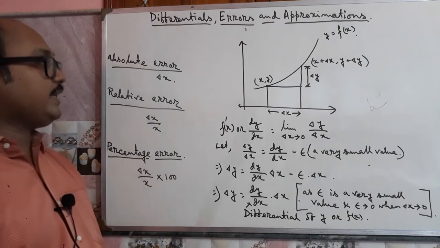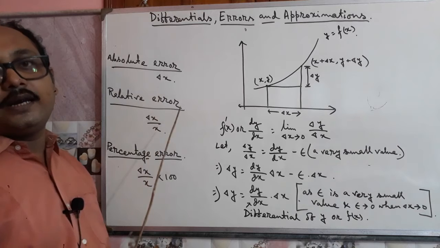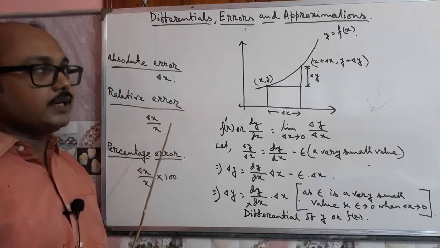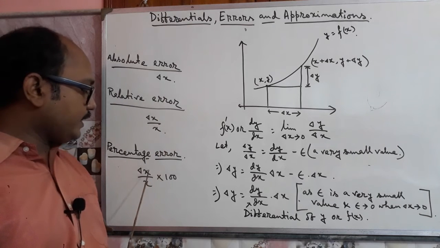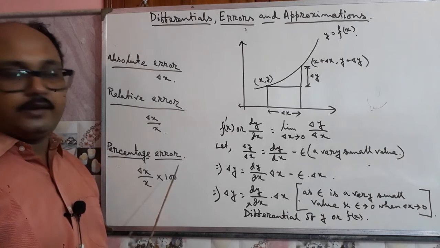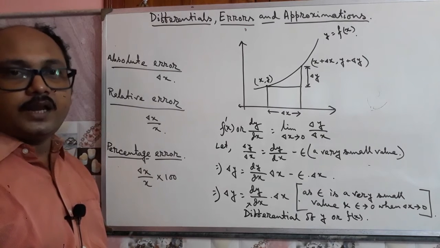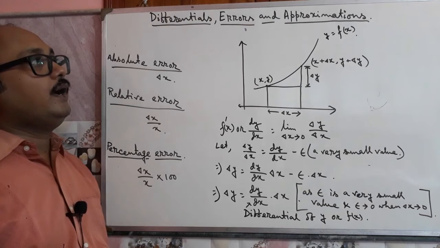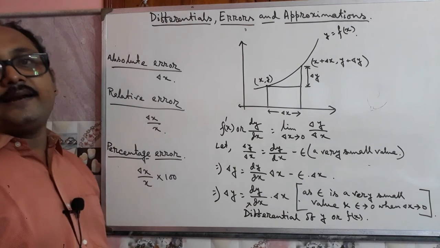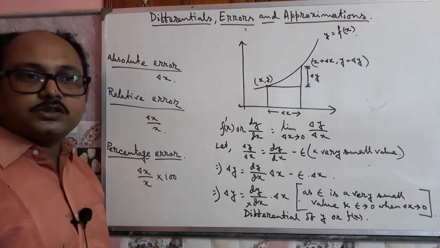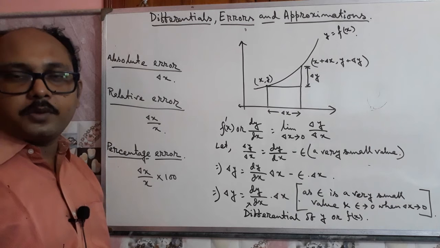Now, this delta x is known as absolute error, delta x by x is known as relative error, and delta x by x into 100 is called percentage error. Let us see the approximations and some approximated values by doing some problems.